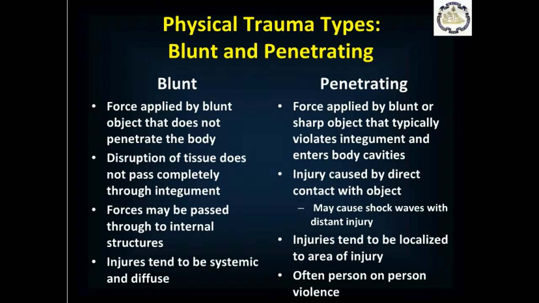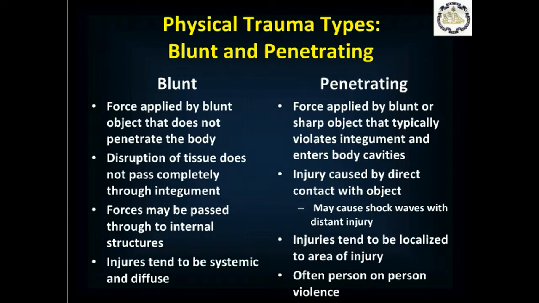However, because of the compressible nature of soft tissue and the incompressibility of the fluids and the transmission of energy through fluids, the forces can be passed through to internal structures. So just because you're hit in the abdomen with a baseball bat and it doesn't open up your abdomen doesn't mean that the force isn't transmitted directly to your spleen or liver.